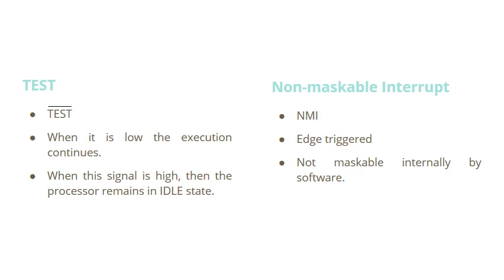Next is a non-maskable interrupt signal, which is denoted by NMI. This is an edge triggered signal and it is not maskable internally by the software. That means that it cannot be enabled or disabled by the program and the processor has to serve the interrupt.